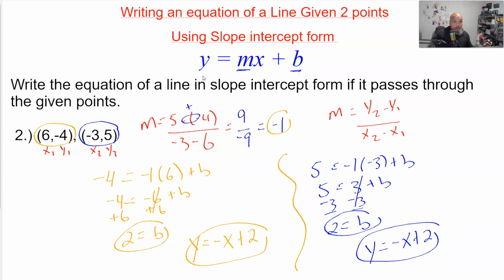If you guys remember point slope form, you can use that method. If you like slope intercept form, you can use that method. They both work. They're both great methods.